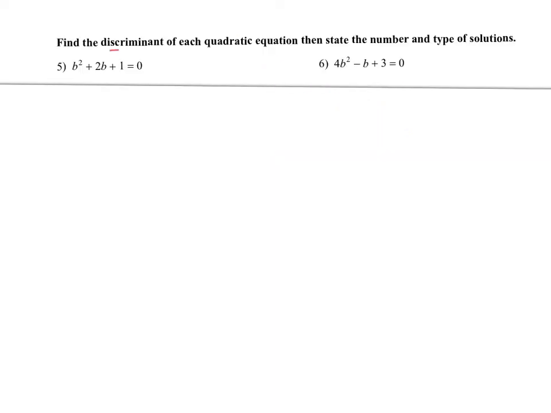All right, next up here we got the discriminant. So the discriminant is b squared minus 4ac. It's really the inside of the radical on the quadratic formula. So if that is positive, that means it's 2 real solutions. If that is 0, that means it's 1 real solution. And if that is negative, it means it's 2 imaginary solutions or no real solutions since they're imaginary.